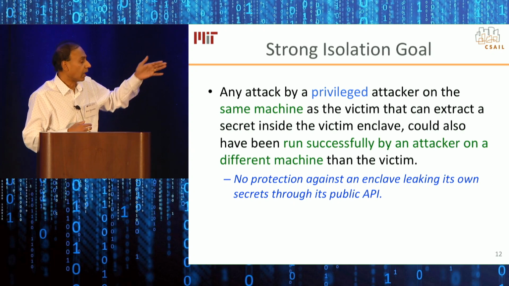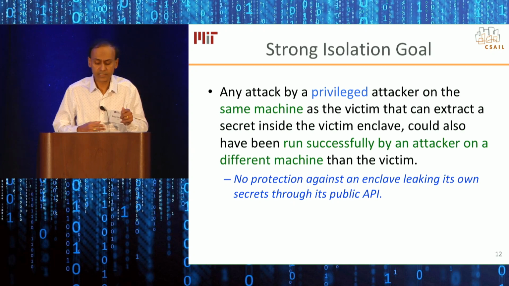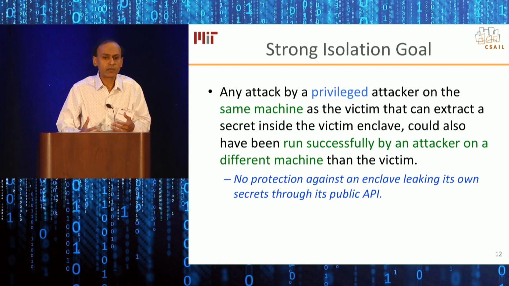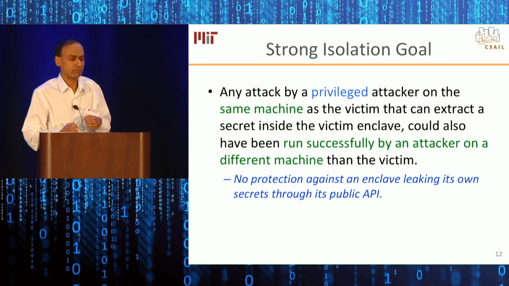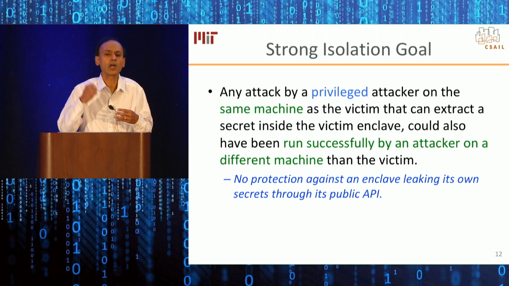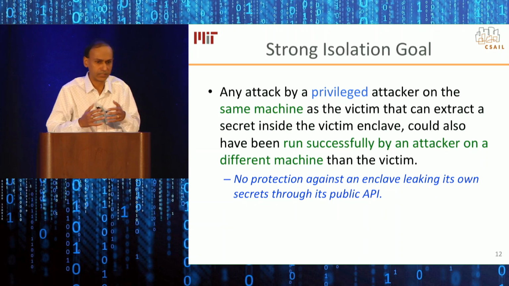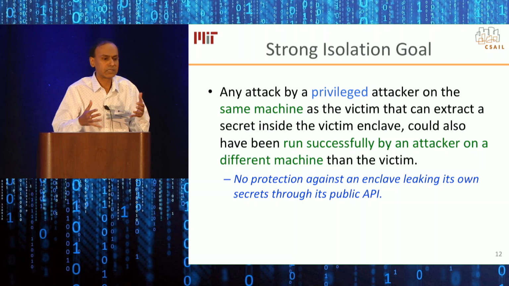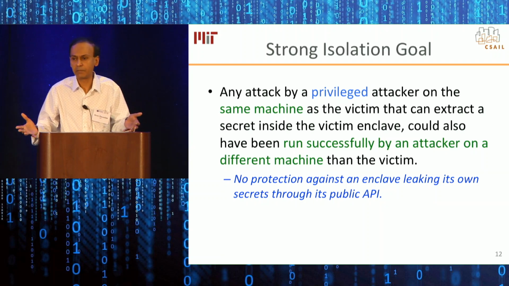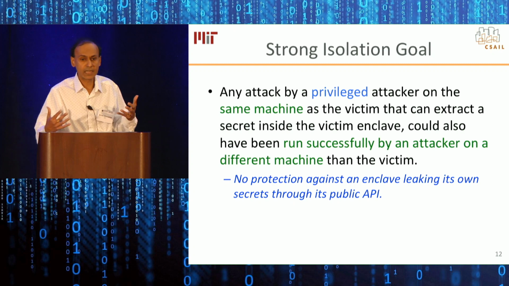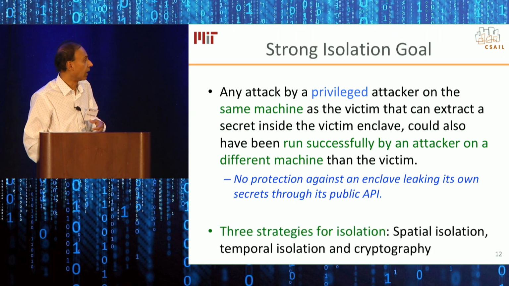What I want to point out here is that we're assuming well-written programs. I mean, if a program is dumb enough to write out its secret, its private key, over on standard out, this doesn't protect that, right? And so we're not protecting against programs that leak secrets through their API. It's really outside of the API attacks that we're trying to protect against.